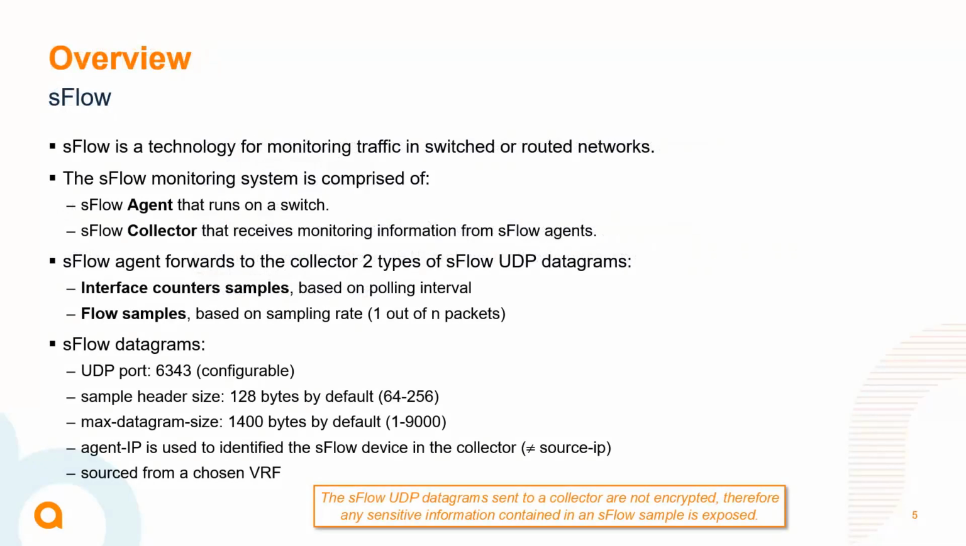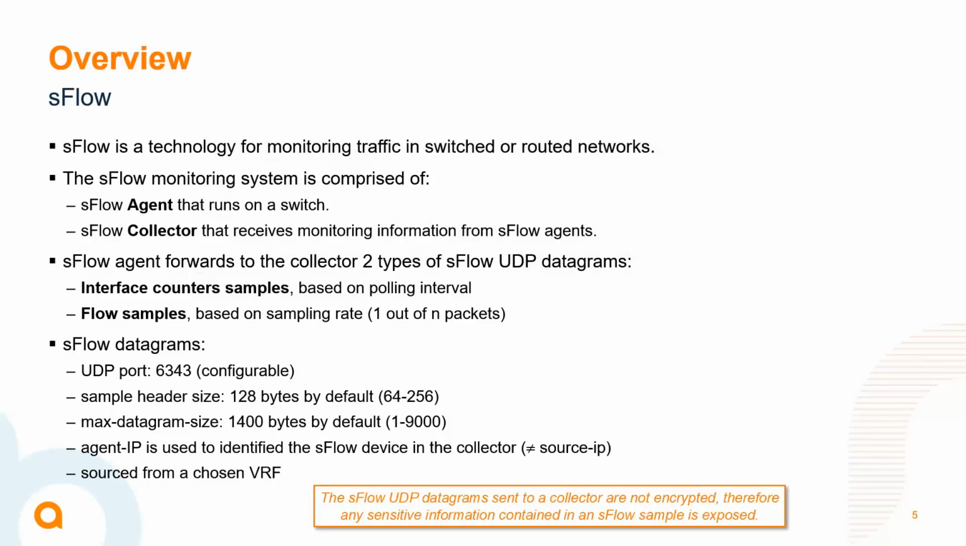So let's remind you of S-Flow as a technology. This is a monitoring technology for traffic crossing a switch or router. The S-Flow monitoring system has two parts. First, an agent that runs on the switch or router, and then a collector. The agent will sample the captured traffic and send the counters and the samples to the collector, whereas the collector will aggregate the information so that the network administrator can analyze and understand the traffic pattern and the flow trend on the network.